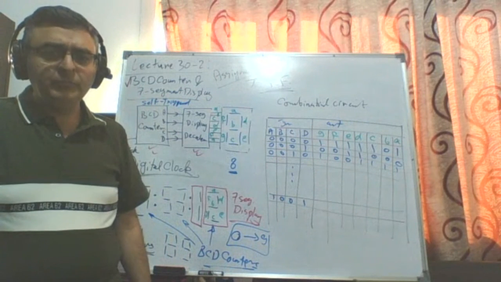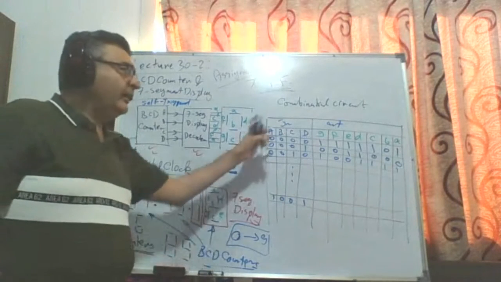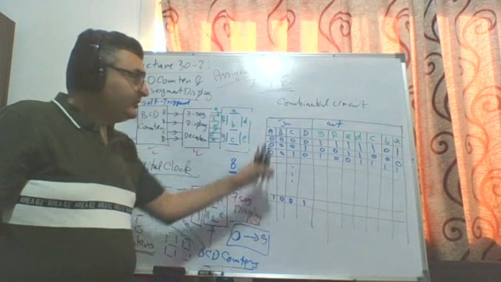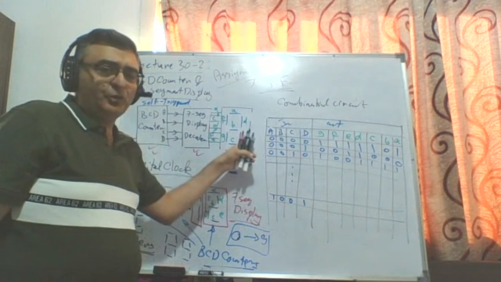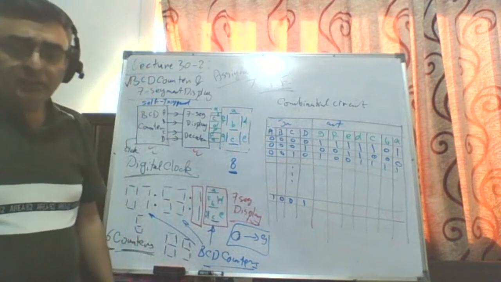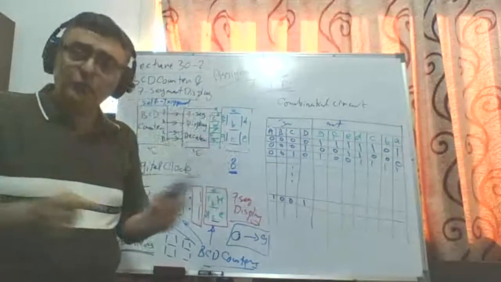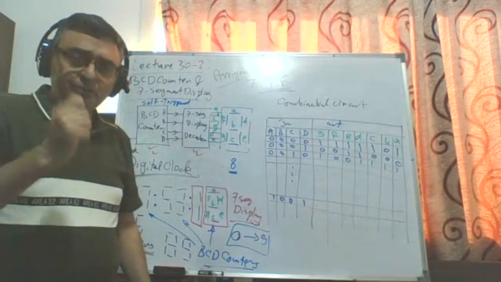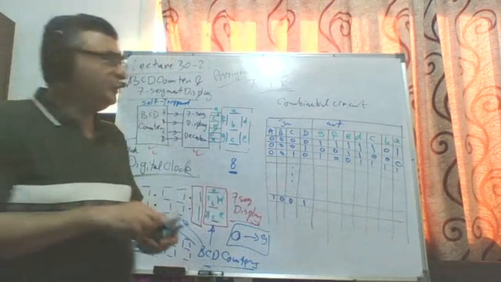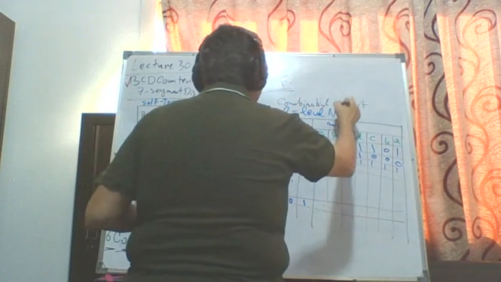Agree? Now, what is the size of the K-maps? These are 4-variable K-maps because the inputs are A, B, C, D. So I have 7 K-maps, each of them 4 variables. Draw the K-maps, simplify the K-maps, get the equations, and do the implementation using 2-level NAND.